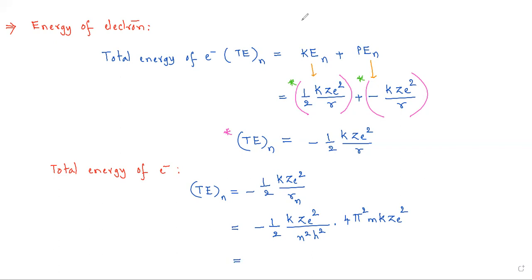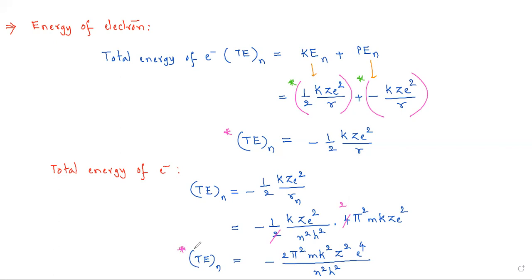Now check out. Everything except that has to be retained. Coming to the expression for total energy of electron in nth orbit: minus 2 pi square m k square Z square e power 4 by n square h square. So this is the expression for the total energy of electron in nth orbit.